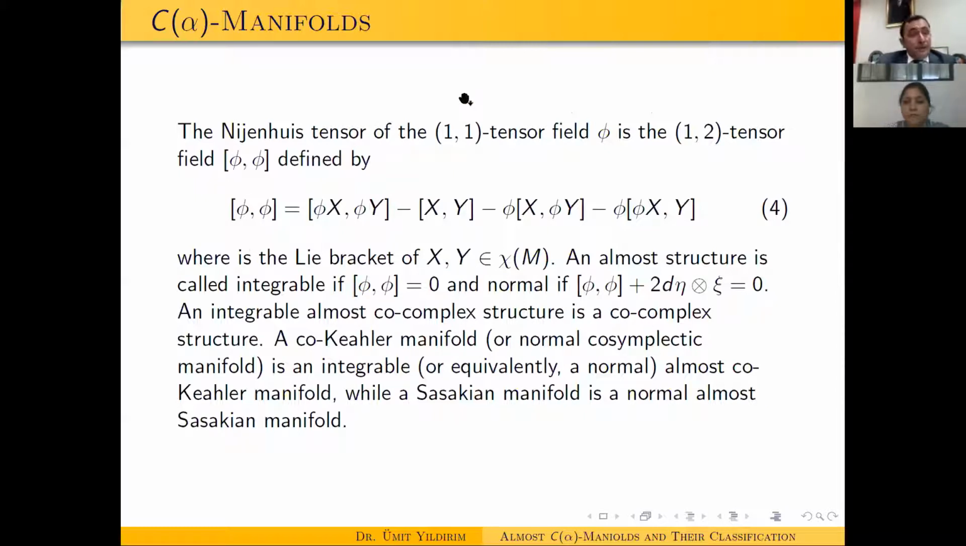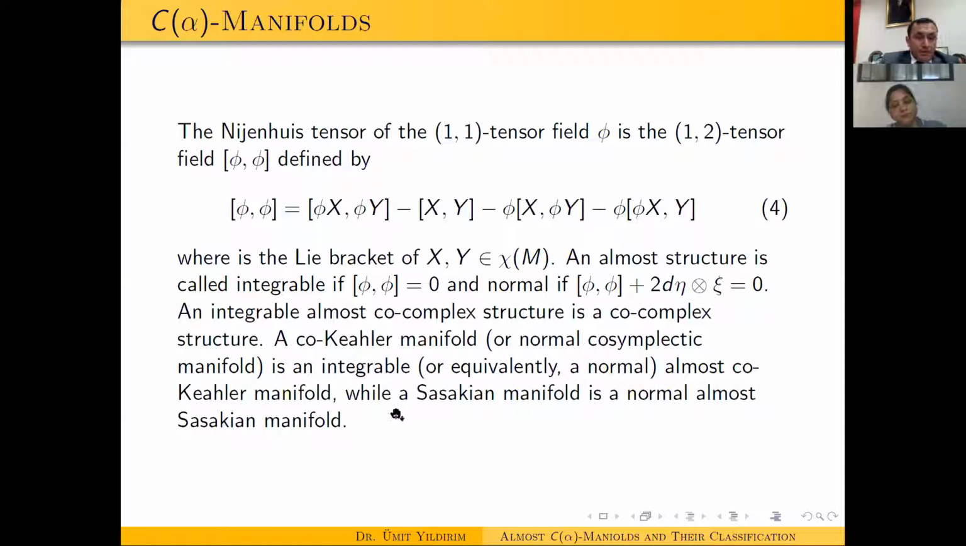Very important, this Nijenhuis tensor. The Nijenhuis tensor equation is equation 4, where [X, Y] is the Lie bracket, X, Y in the set of vector fields on M. An almost contact structure is called integrable if the Nijenhuis tensor of phi equals 0, and normal if the Nijenhuis tensor of phi plus 2 d eta tensor xi equals 0.